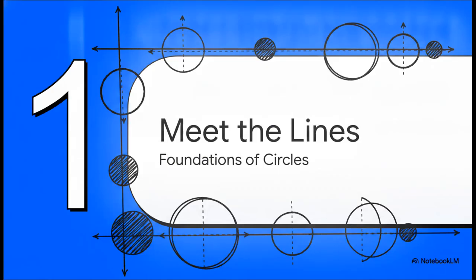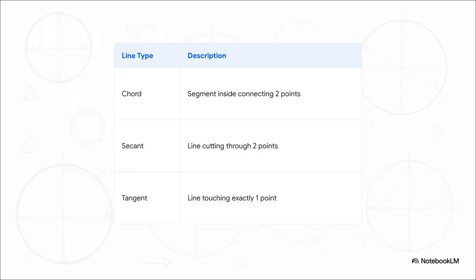Section 1, Meet the circle's lines. So we've got 3 main players to distinguish here. First up is the chord, which is a line segment entirely inside the circle that connects 2 points. Next is the secant line. Now this one boldly cuts right through 2 points of the circle and just keeps on going. And finally, we have the tangent line, which is a special line that perfectly touches exactly one single point on the very outside of the circle.